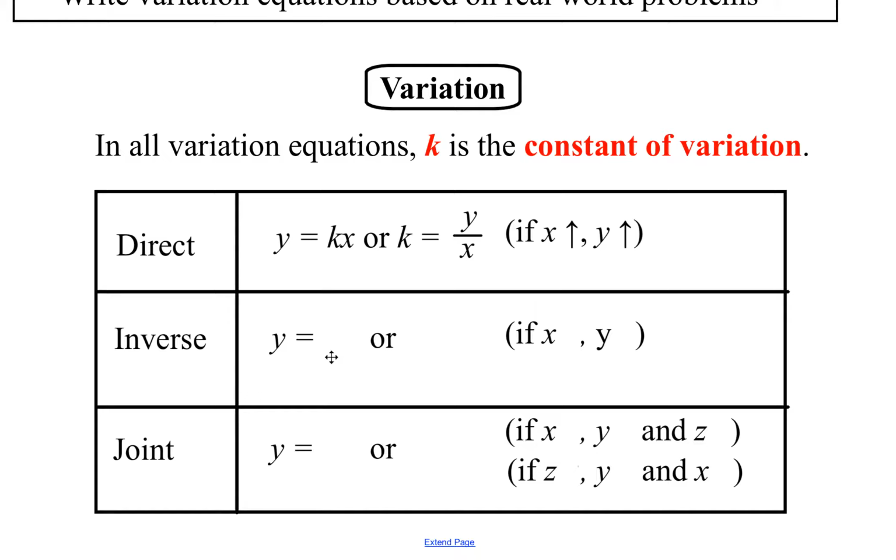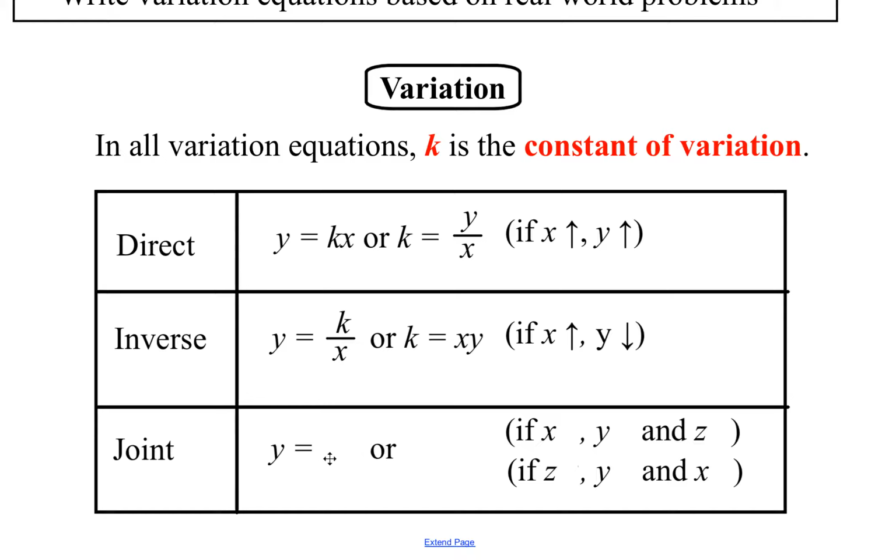Inverse variation is the opposite of direct variation. K is over x, so you'll notice that if we solve for k, multiplying both sides by x, we have the constant is the product of the two numbers x and y. And if x goes up in an inverse variation situation, y does the opposite and goes down. So direct and inverse variation are completely the opposite.